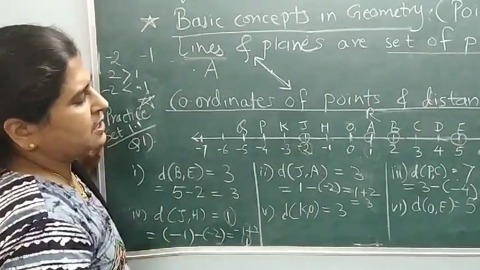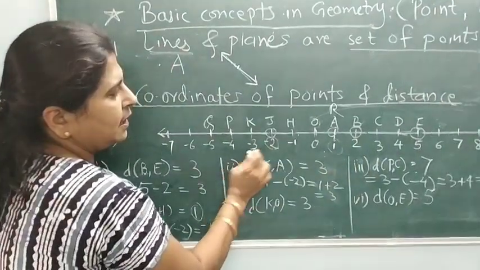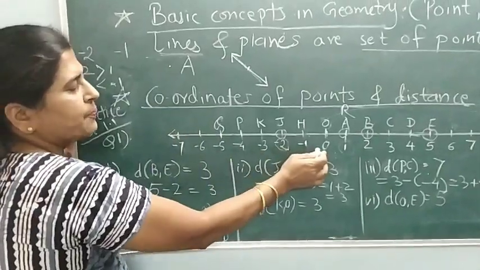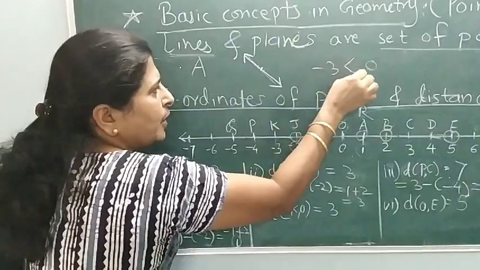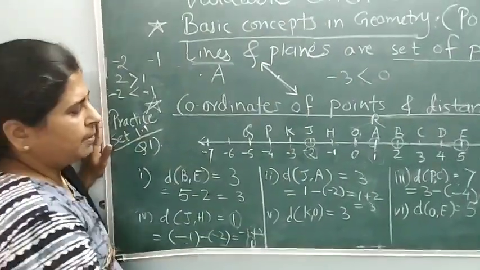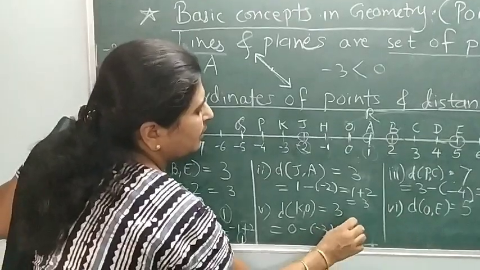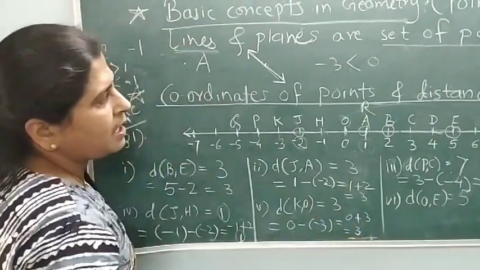And distance between K and O. Coordinate of K is what? Minus 3 and O is what? 0. Now minus 3 and 0, one negative and one 0. 0 is always bigger than a negative number. So we have to write 0 minus minus 3. It will become 0 minus minus, plus, 0 plus 3, which is going to be 3.